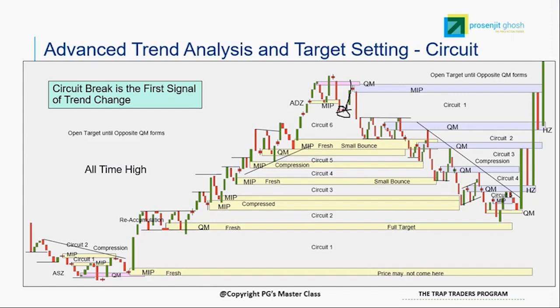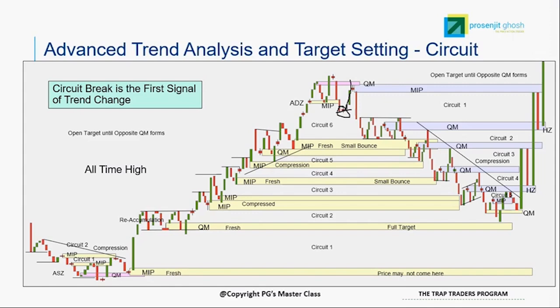And also, once the circuit is broken, what is the behavior of the MIPs, demand MIPs or supply MIPs? Once the circuit is broken, the opposite MIPs start giving small bounces and not big bounces. Compression will be taken out, and fresh QMs will try to change the trend. So any questions, friends? Because that is the end of this session. There is nothing more to give you.